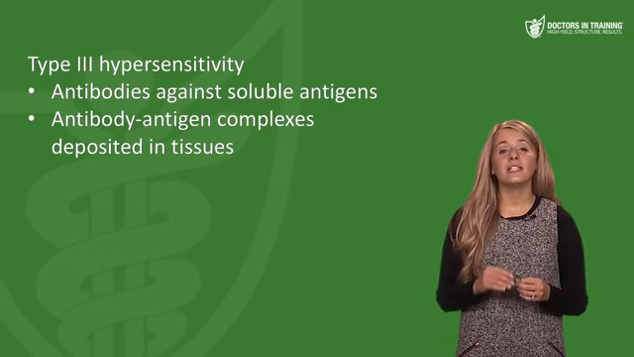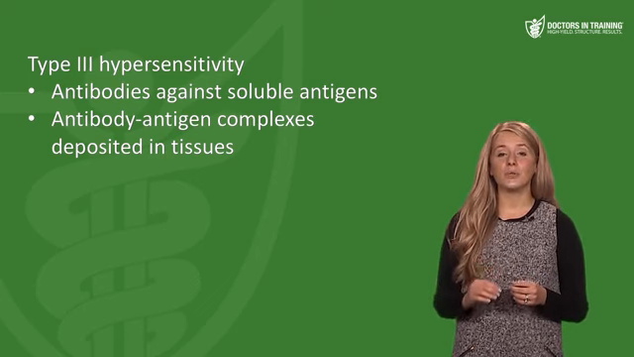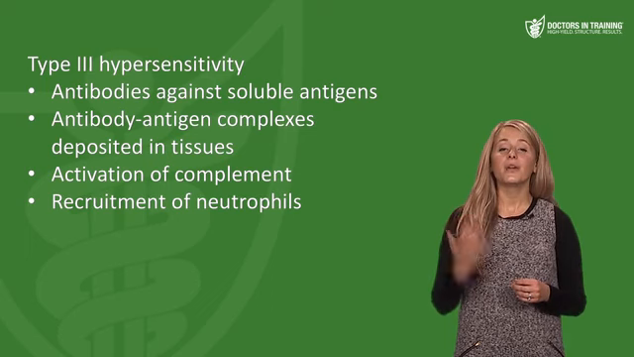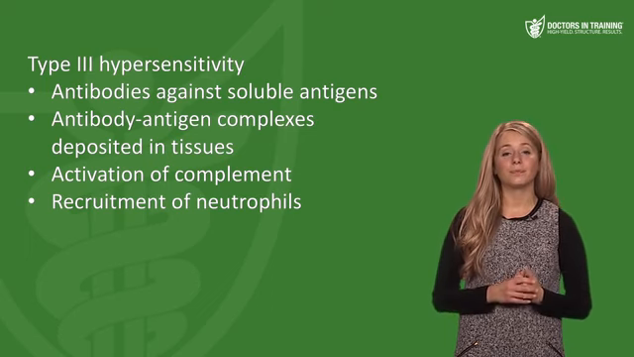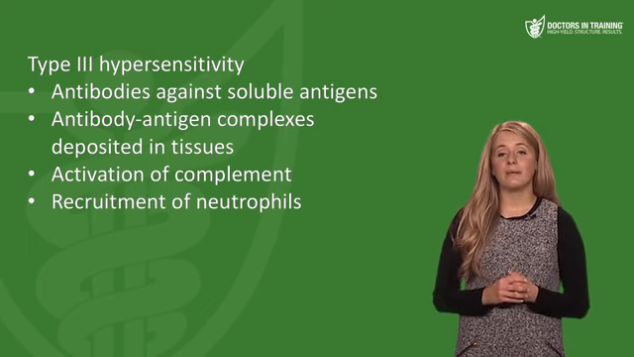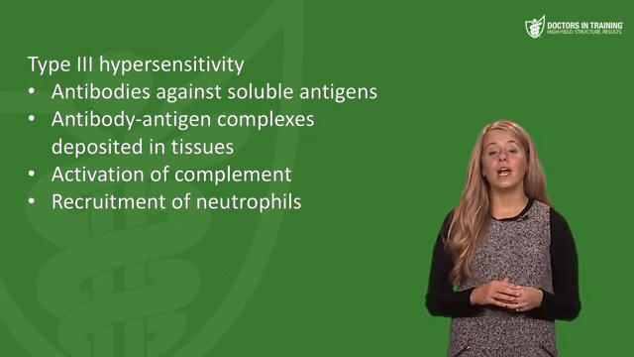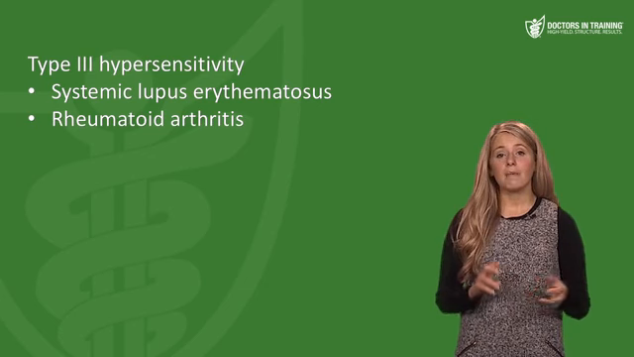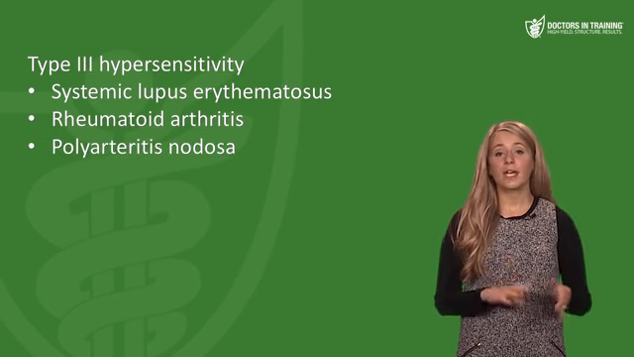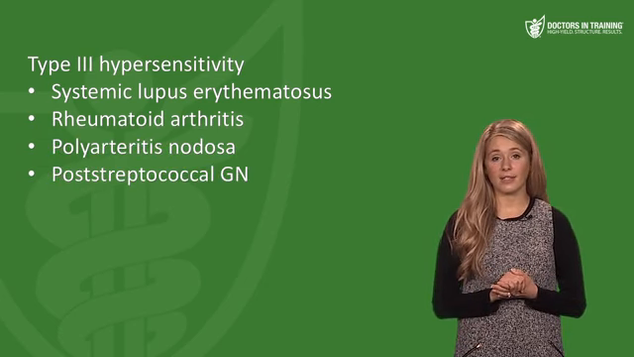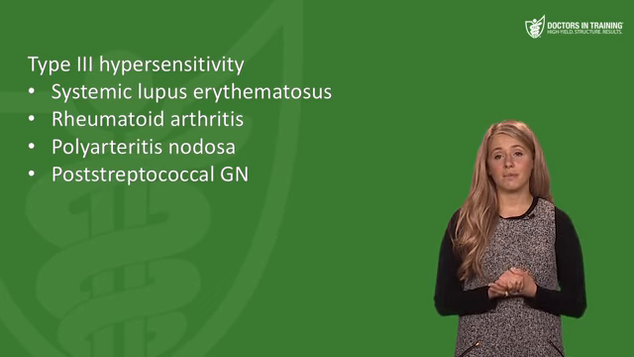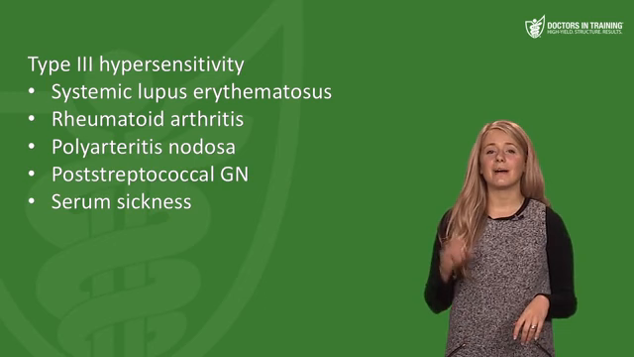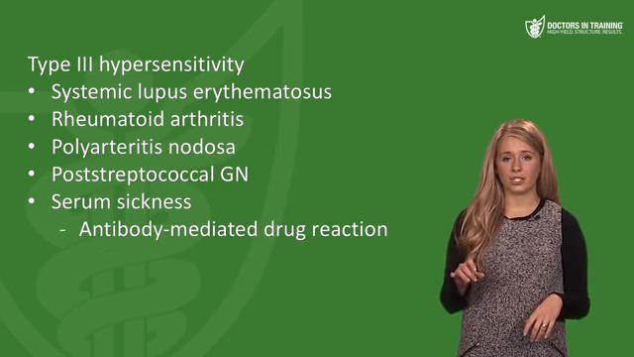And again, these immune complexes evoke an immune response with activation of complement and recruitment of neutrophils and ultimately a lot of tissue damage. Examples of type 3 hypersensitivity reaction include lupus, rheumatoid arthritis, polyarteritis nodosa, and streptococcal glomerulonephritis. Another example is serum sickness. When you hear serum sickness, I want you to think about antibody-mediated drug reaction.